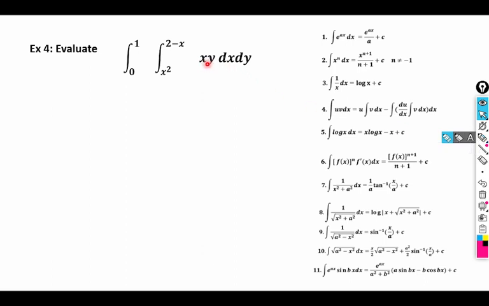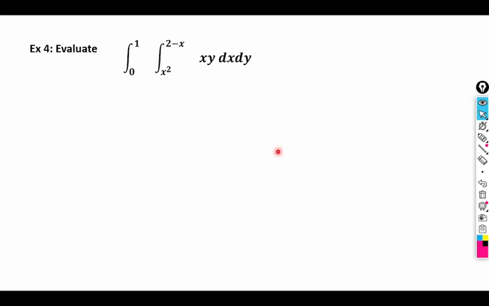So by observing the integrand, yes, you can guess which formulas we require here. Obviously, x into y, dx dy is there. So obviously, formula number 2, most probably only formula 2, integral of x raised to n, is enough to solve this example. So we'll evaluate it now. It is a very simple example again.